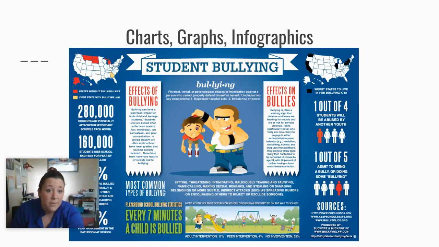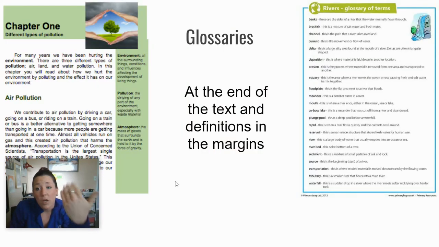Same thing with states without bullying laws, and then the first state to have one. That's a really powerful image, and it sticks out to me because I'm like, oh, I live in Michigan, and they don't have bullying laws. It sticks with readers, sticks with your audience a little bit more, and it teaches information in a different way than your writing does. And then glossaries.